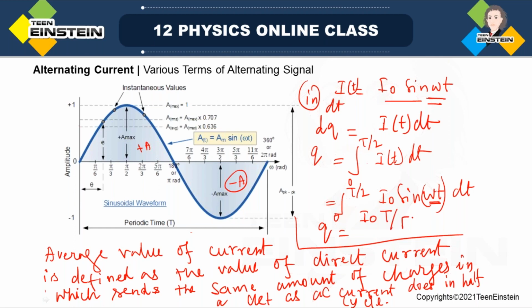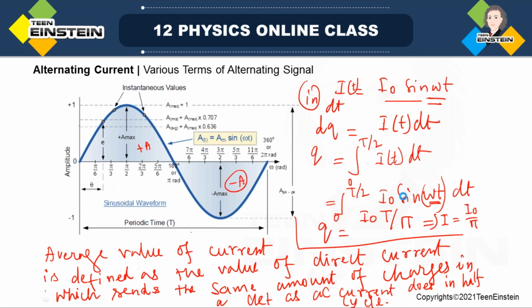It will be I0 t by pi. Okay. Now if I want to get current, then you can write the average value of the current. If I write current, it will be I0 by pi. This is for half cycle, so this is charge. So average current will be charge divided by T by 2.